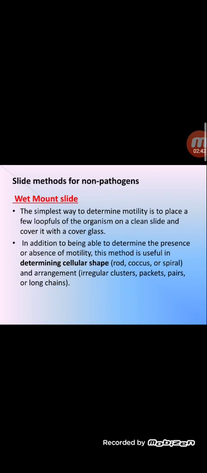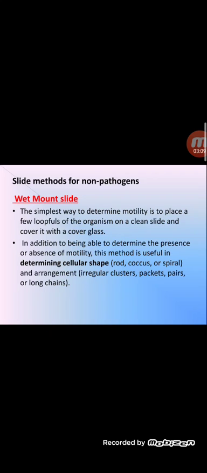First is the wet mount slide, and this method is for non-pathogens. This is the simplest way to determine the motility of bacteria, and it is done by placing a loopful of organism on the slide and covering it with a cover glass or cover slip.